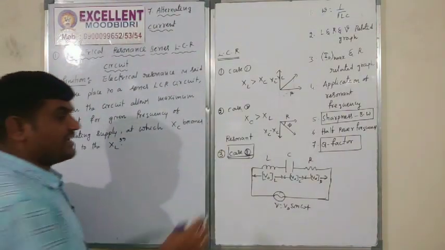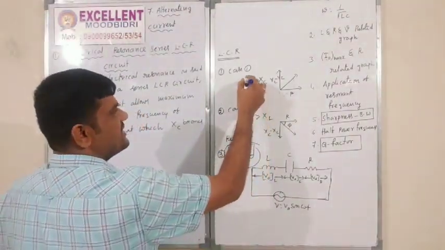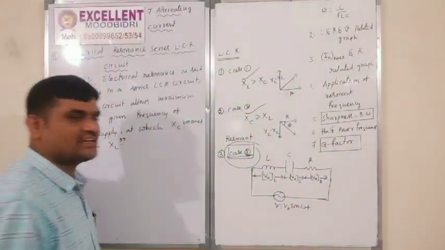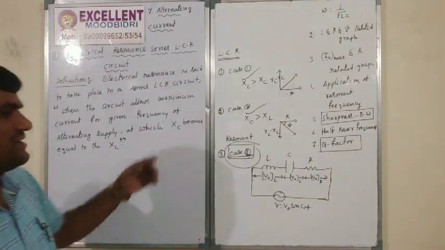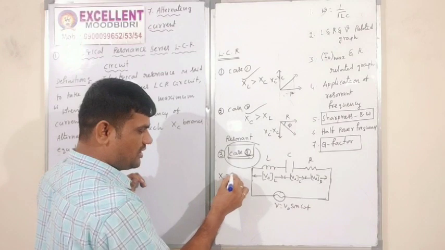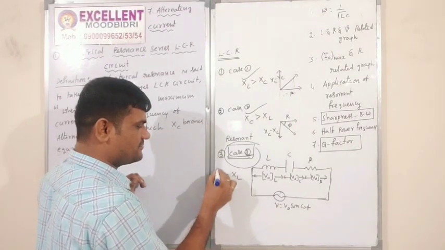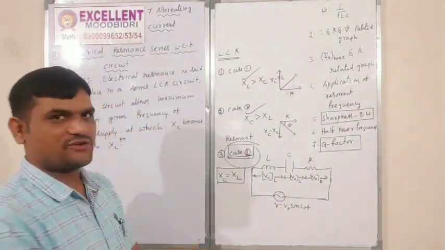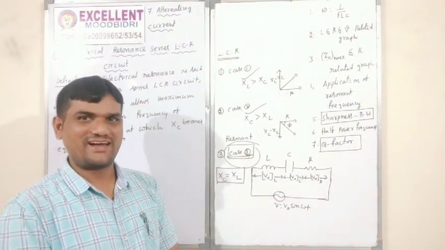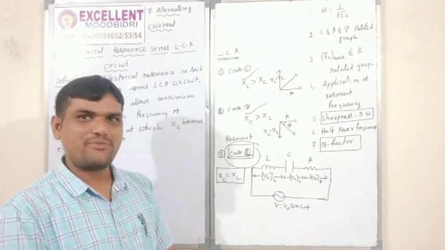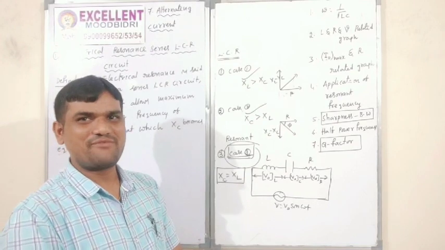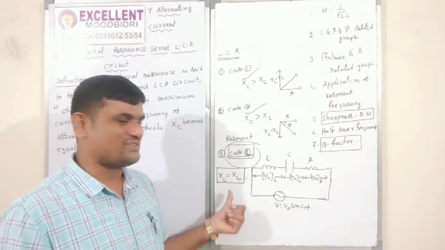Correct? Now case 3: this is XL greater than XC, this is XC greater than XL. Now the condition is, if XC is equal to XL, in that case what is the current? Is the current maximum or minimum? What is the impedance value? These will all come in this question.